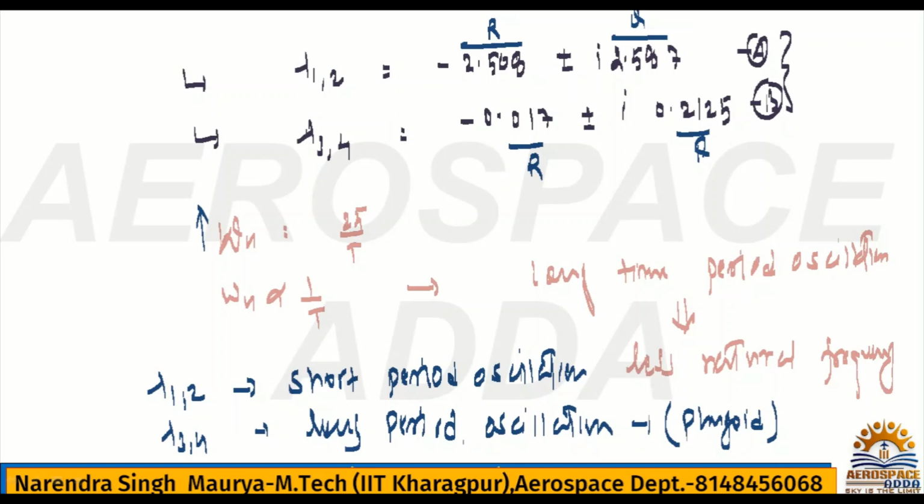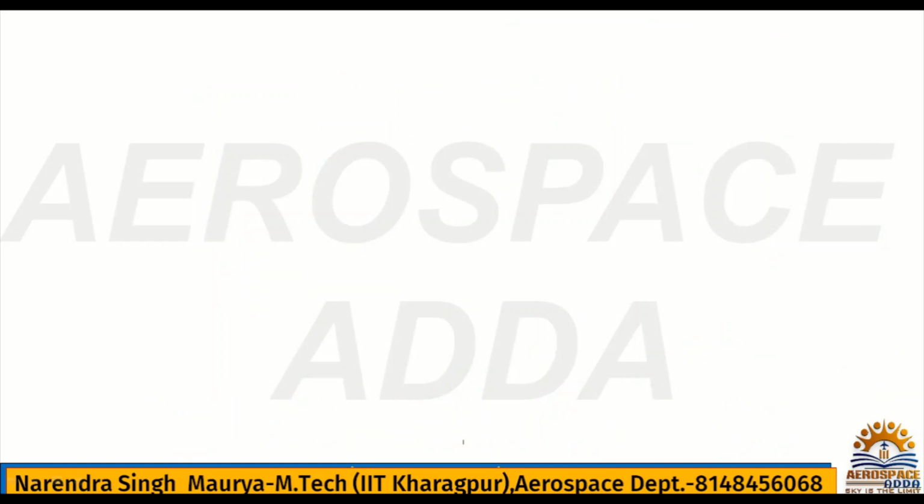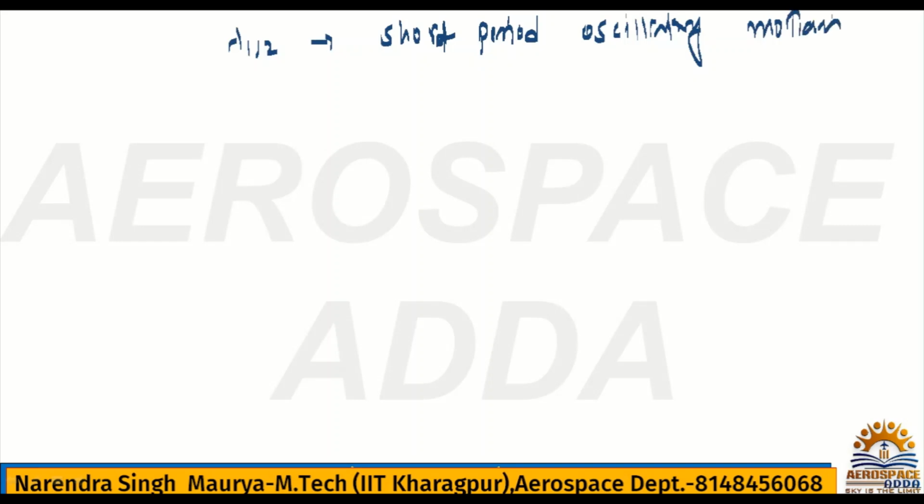Now we'll take one by one. First we'll start from the lambda 1, 2 roots. Lambda 1, 2, which is representing short period oscillatory motion. Okay, now for this we are going to calculate all the values.